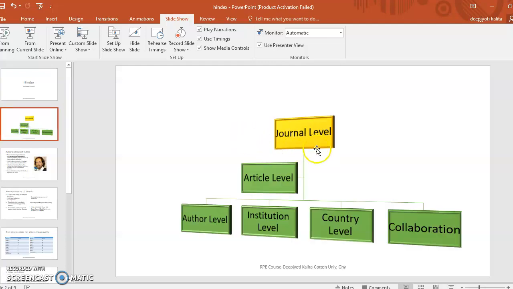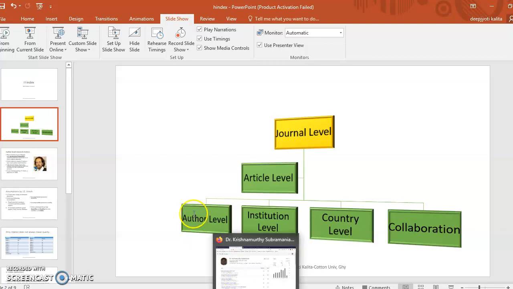Earlier we discussed impact factor, which is a journal level metric used to define the quality of a journal. Similarly, H-index is an author level metric and it is used to define or indicate the quality of a researcher. That means the quality of the research being conducted by a scientist.